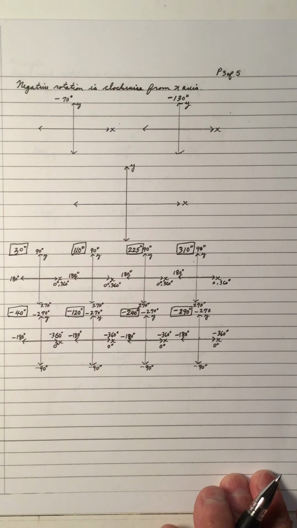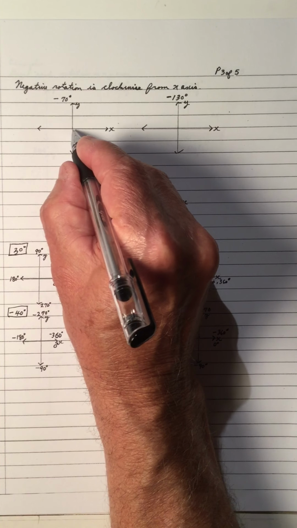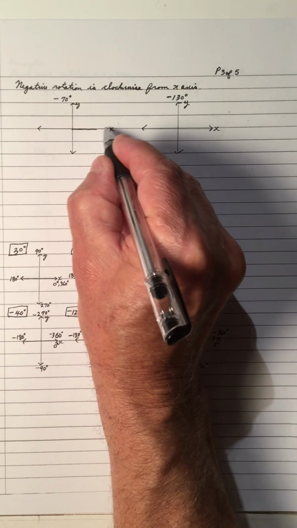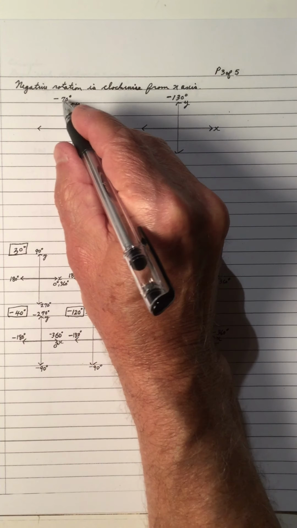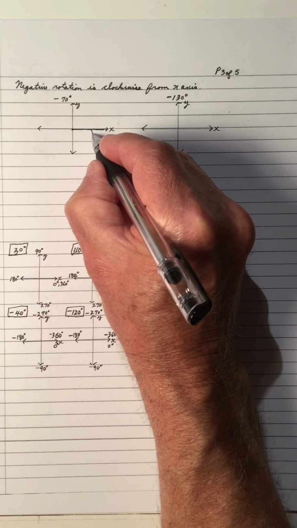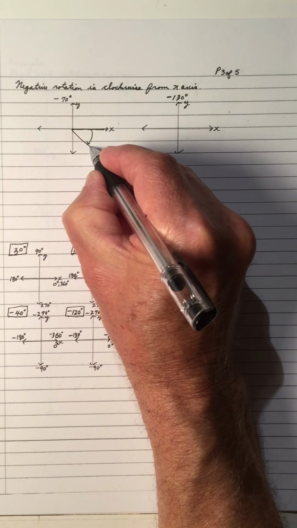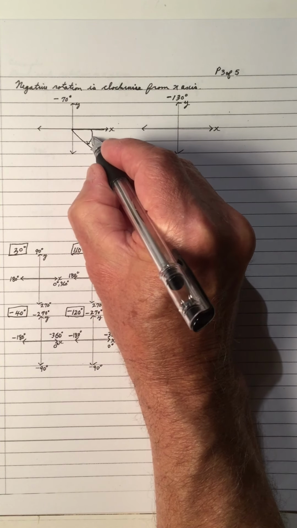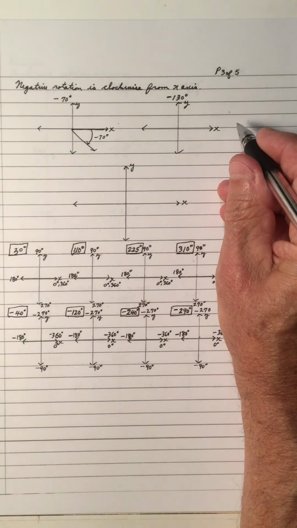A negative rotation is clockwise from the x-axis. So we go clockwise, and there's the initial arm coming out from the origin. A negative 70 is clockwise, so we'll go down here 70 degrees, and there's the negative rotation, and we mark negative 70 on that rotation.